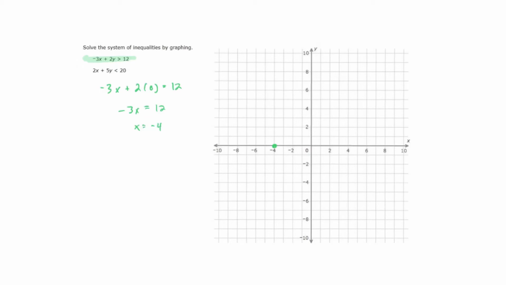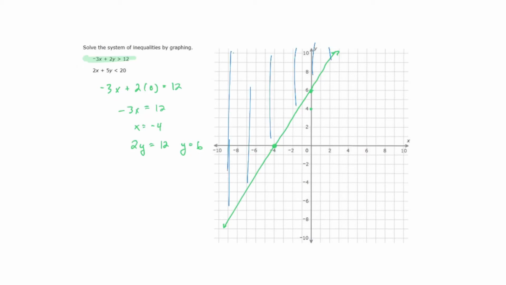I'll do the same for y. I'll set x equal to 0. So basically I end up with 2y equal to 12. And my y is equal to 6 here, so I'll plot my 6, and then I have my line by connecting these two points. And again, we're looking at greater than. Y is everything. -3x plus 2y is greater than 12. And again, we're trying to shade in an upward or downward fashion based on our y-axis. Now, one thing you could do to help is, we'll test it.